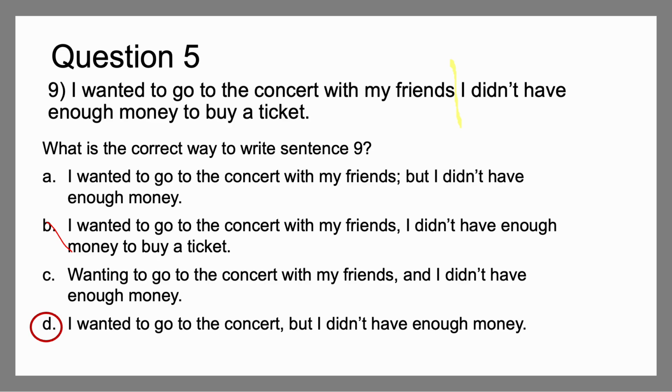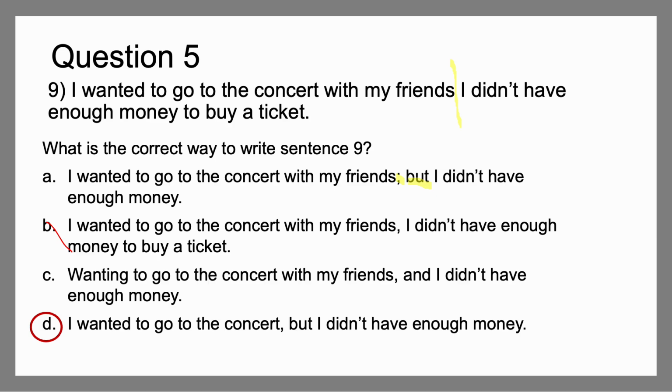If you look at A, I wanted to go to the concert with my friends, but I didn't have enough money. Now, this semicolon can be a little deceiving because we know a semicolon can connect two complete sentences, but this but here changes things. I cannot have a semicolon fanboy. It needs to be comma fanboy. So that made A incorrect.